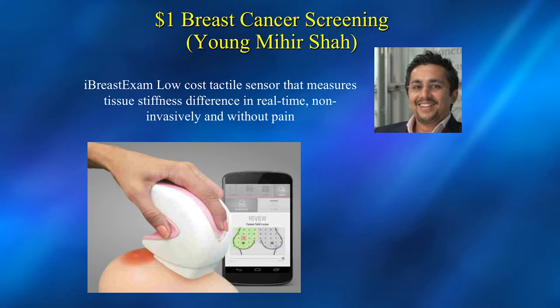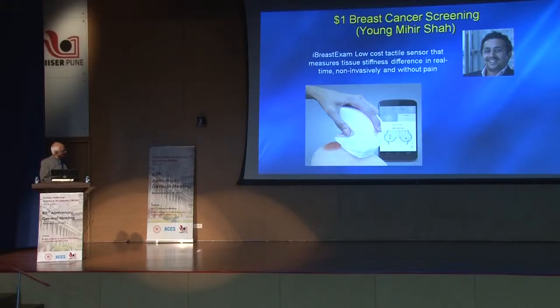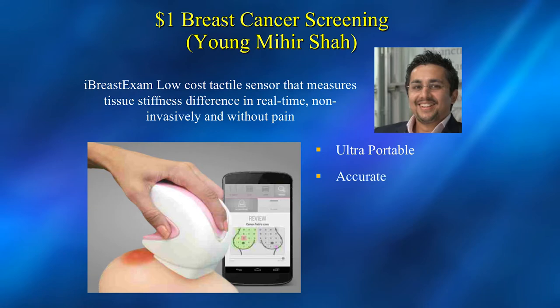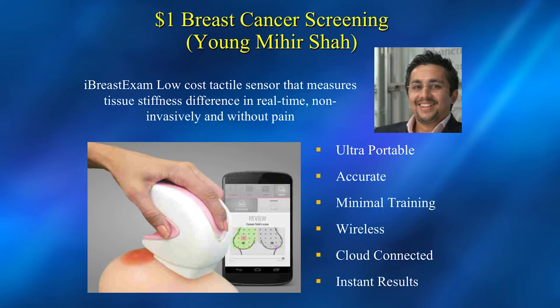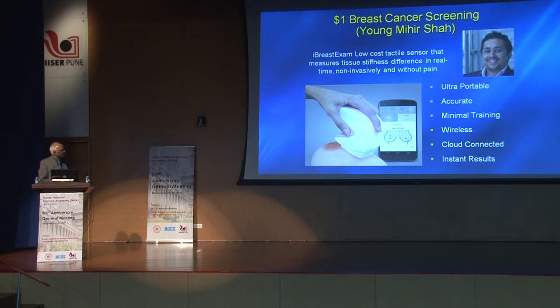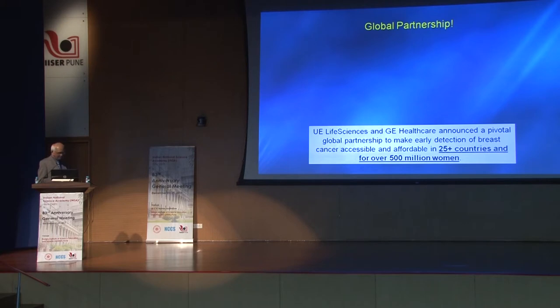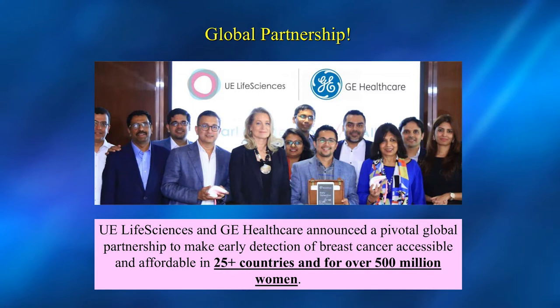You can just see him here. And the way it works is that it's a low-cost tactile sensor that measures tissue stiffness difference in real time, non-invasively, the elastic moduli and the difference between the malignant and non-malignant. It is ultra-portable, accurate, minimal training, wireless, cloud-connected. Again, you will ask, does it meet the assured criteria? You will see that it does. Because with GE Healthcare, about a month ago, they had a global partnership to make early detection, and they will go to 25 countries, and here you can see that this now classifies as the assured, basically, and will be hugely scaled up.